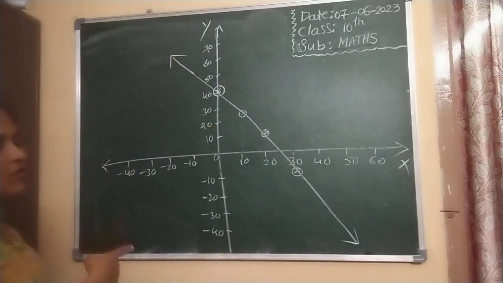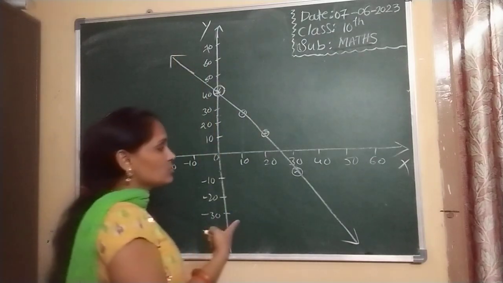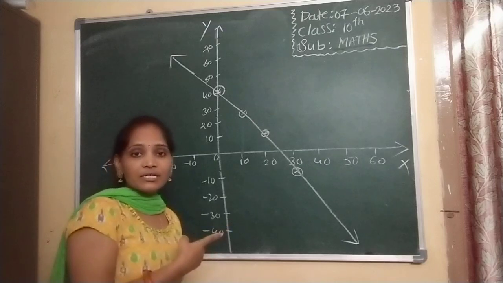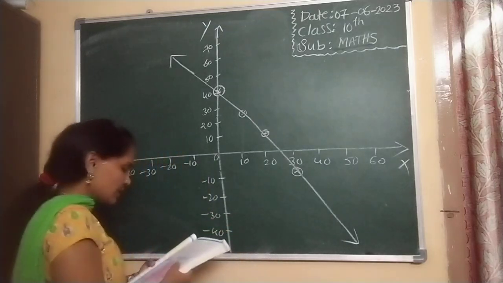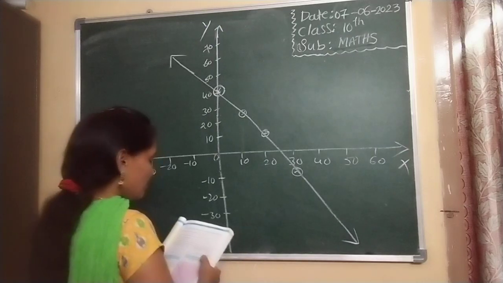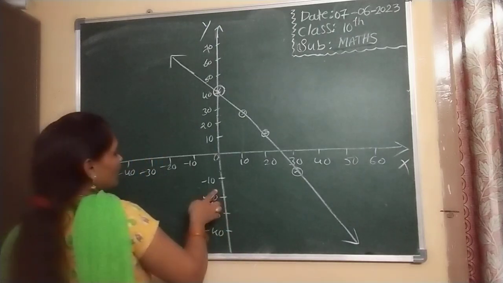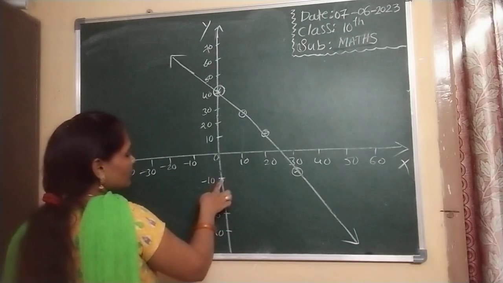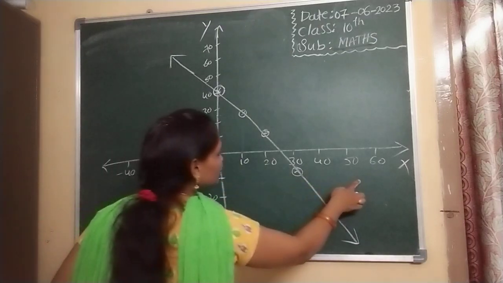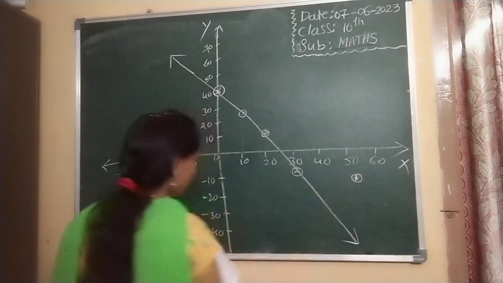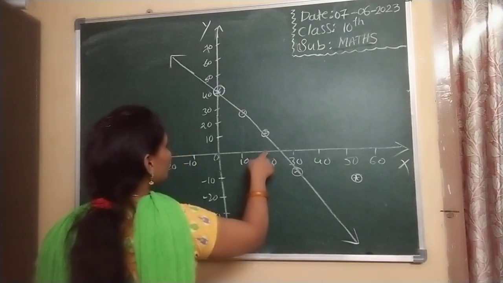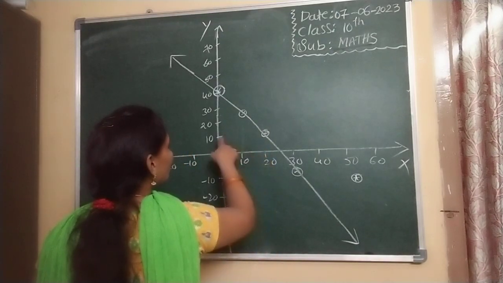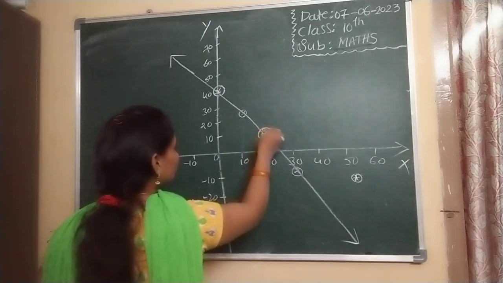Okay. Pair of linear equations in two variables. Graph, I said, straight line. We got a straight line, yes or no? Next, the second linear equation. Minus 10 comma 50. 50 is here. Here it will be. Next 20 comma 10. 20 comma 10. Here it will be. Second equation.